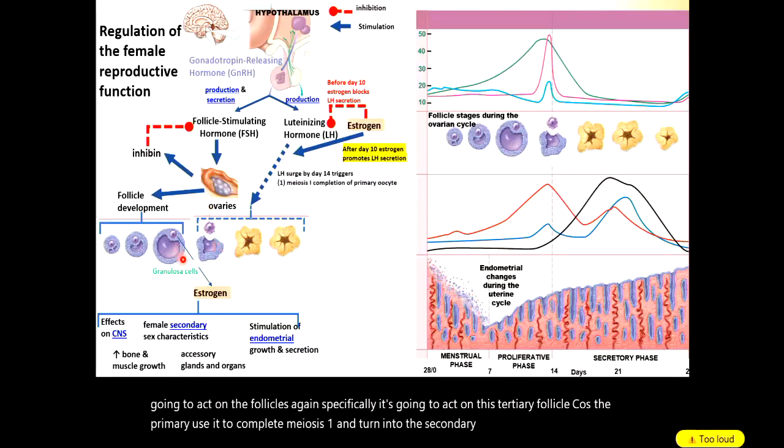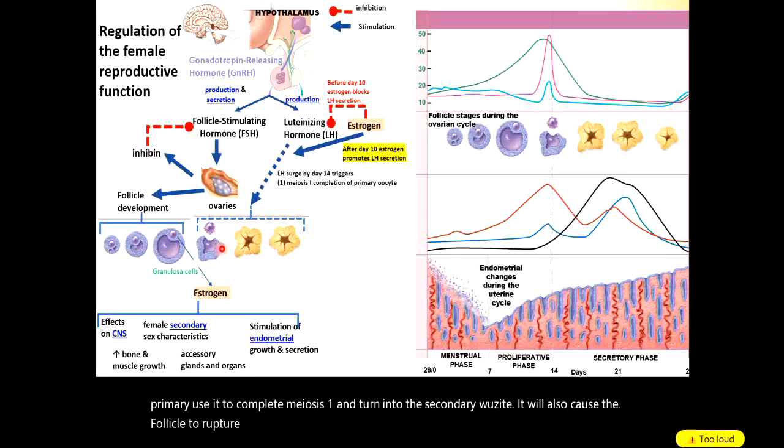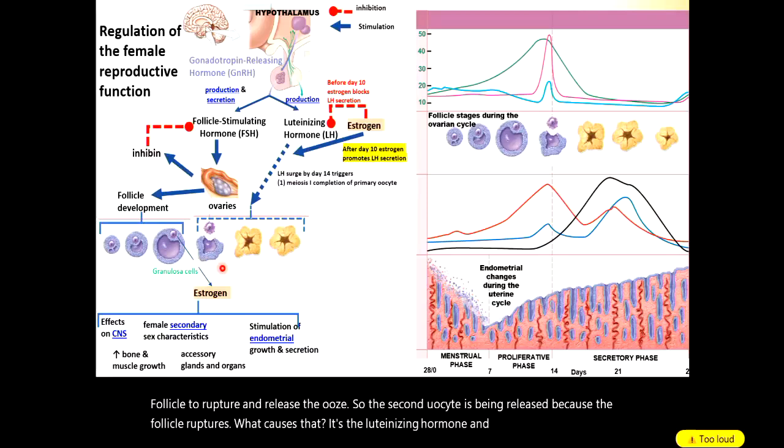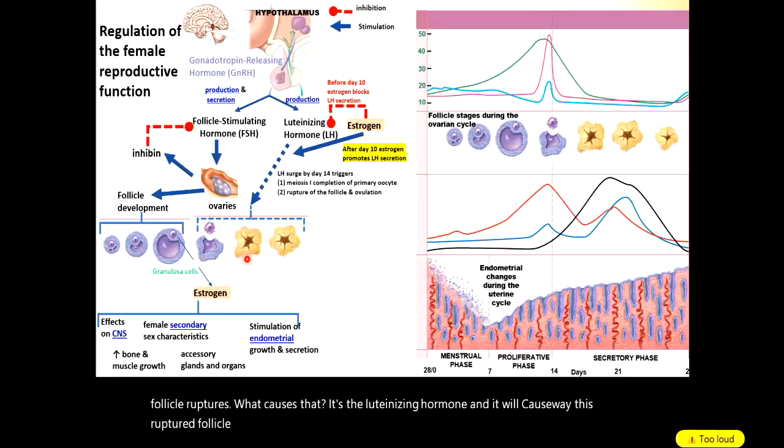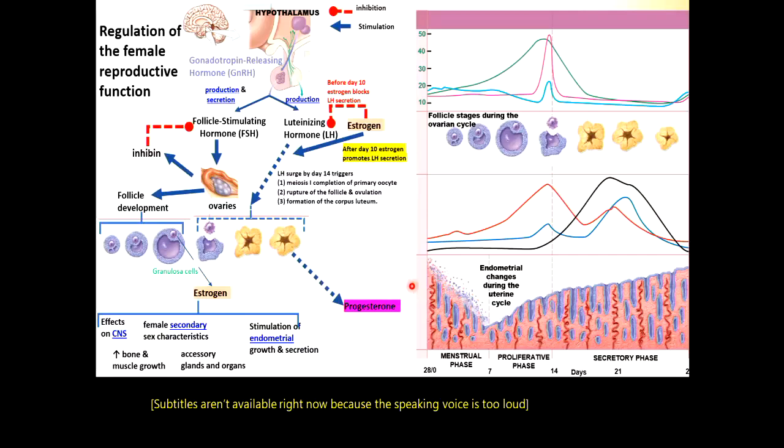It will also cause the follicle to rupture and release the oocyte. So the secondary oocyte is being released because the follicle ruptures. What causes that? It's the luteinizing hormone, and it will cause this ruptured follicle to turn into the corpus luteum, this yellow structure here. And the corpus luteum is going to produce a hormone known as progesterone. So corpus luteum produces progesterone.